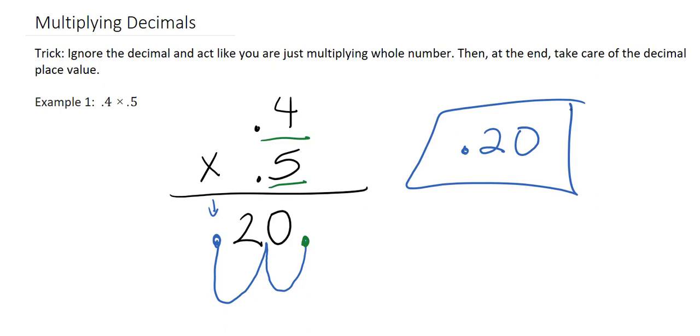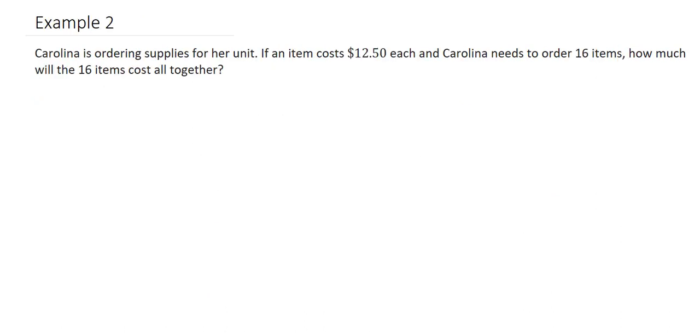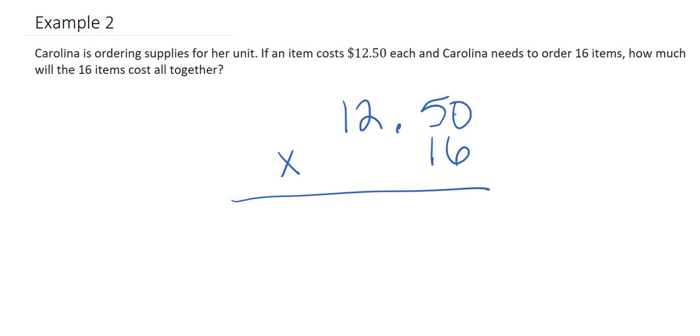Now let's go ahead and look at the next example. Example 2: Carolina is ordering supplies for her unit. If an item costs $12.50 each and Carolina needs to order 16 items, how much will the 16 items cost altogether? So let's put the bigger number on the top and then the smaller number below, and we'll just line it up in terms of the digits.